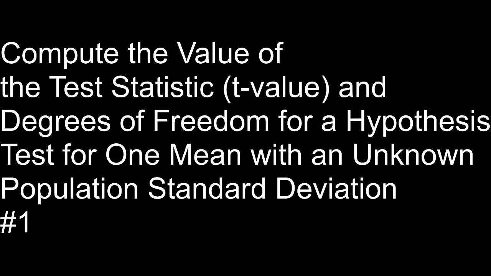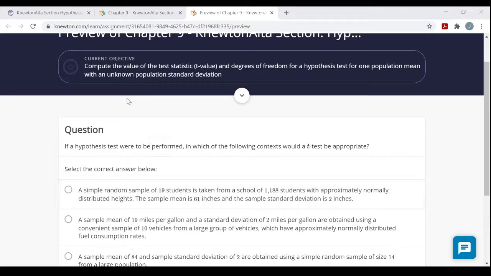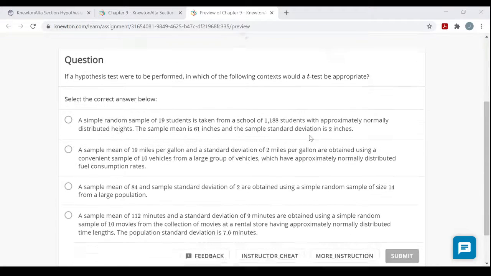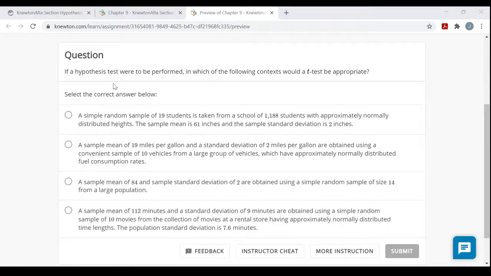And this is number 1. So the first video on a question related to this objective from your Newton Alta homework. Let's take a look at it. If you're unfamiliar with the topic and want to see more about it, click on More Instruction and take a look at their videos, their notes, their examples, and hopefully those help you out.